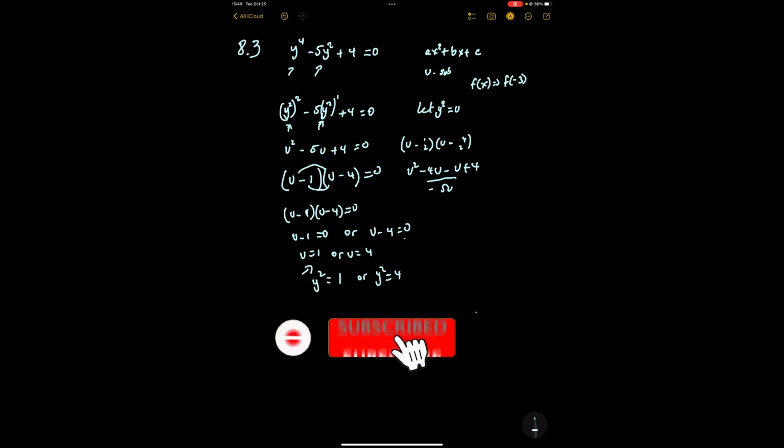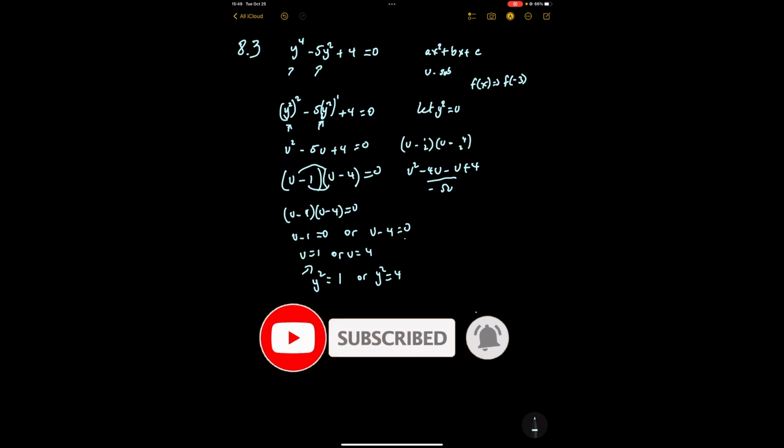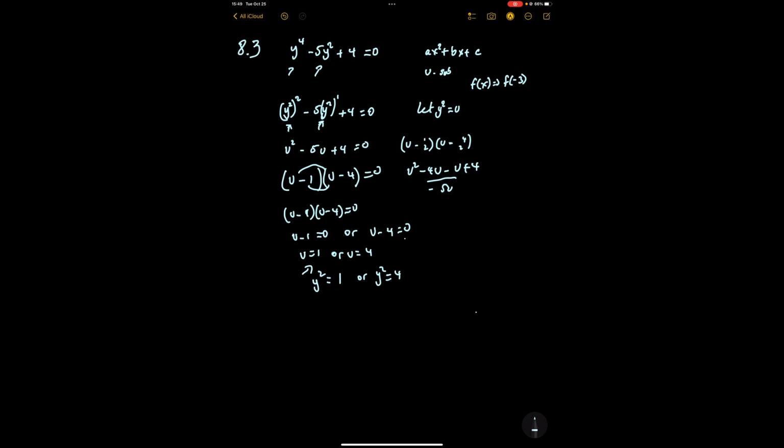So now what we're going to do is take the square root of it. The square root of y squared equal to 1 is equal to plus or minus 1, and the square root of y squared equal to 4 will be equal to plus or minus the square root of 4. So y equals plus or minus 1, and y equals plus or minus 2.